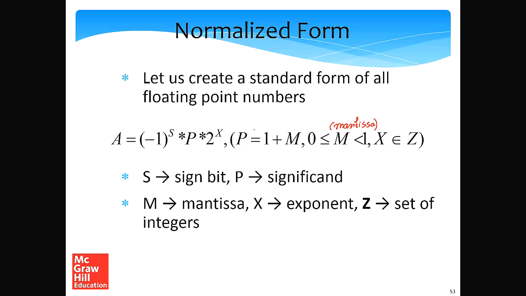So as we see, any number can be represented in this form. There's absolutely no problem. A number like 2.6 can be represented as minus 1 to the power 0 multiplied by 1.3 multiplied by 2 to the power 1, where 1.3 is the significand, which is 1 plus 0.3, where 0.3 is the mantissa.